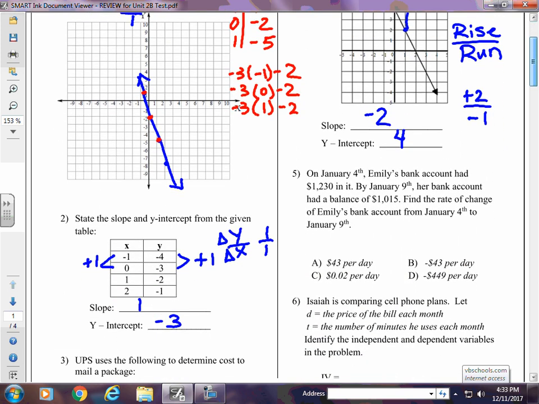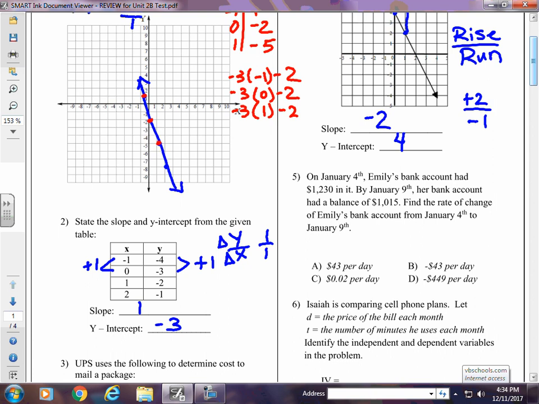Right, number 5 is a rate of change problem. On January 4th, the bank account was $1,230. By January 9th, her bank account was $1,015. Find the rate of change. So that's where you bring in your tables that you know how to make. The X value is the day, and the Y value is the money that's in the account.